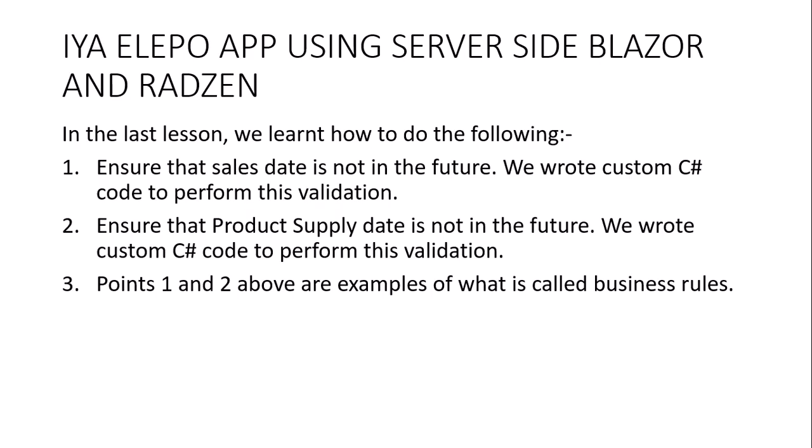In the last lesson, we learned how to do the following. Ensure that the sales date is not in the future. We wrote custom C# code to perform this validation. We also learned how to ensure that product supply date is not in the future. We wrote custom C# code to perform this validation. Points 1 and 2 above are examples of what is called business rules.